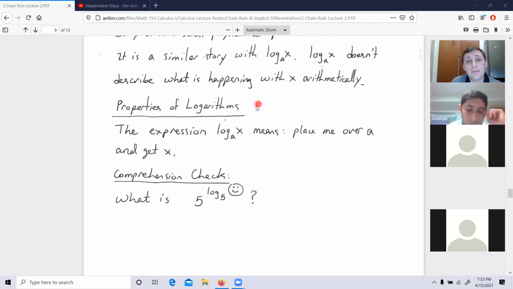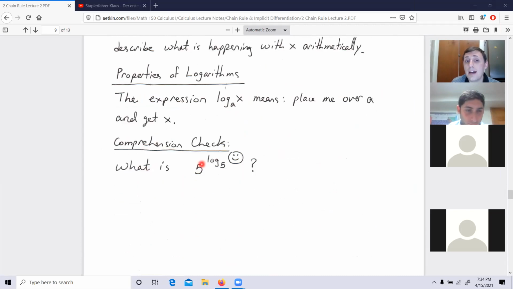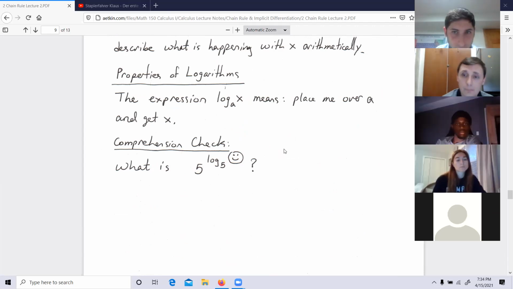So here is a simple comprehension check, guys. First of all, log base a of x means place that logarithm on top of a, and the output is x. Here is a very quick comprehension check. What is 5 to the power of log base 5 of a smiley face, provided this is meaningful?